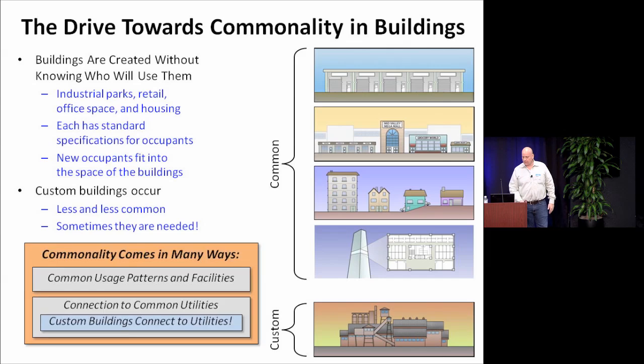Okay? Now, commonality comes in many ways. It comes in usage patterns and facilities, and it comes in connections to common utilities, right? The custom buildings still have to connect to the common utilities, and that's going to be true in software when we talk about it. You may build a funky custom app, but it's somehow got to fit into how you're managing all of this stuff.